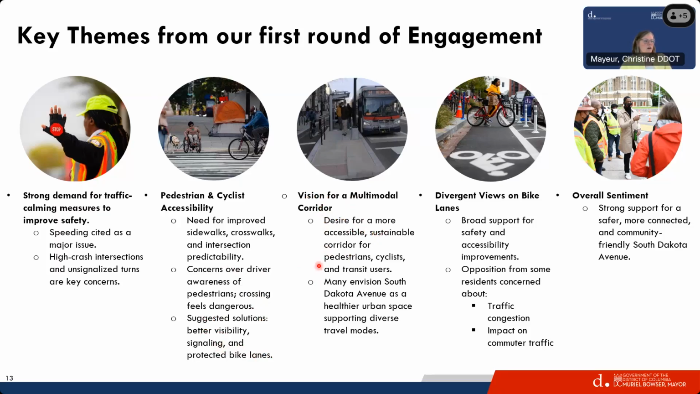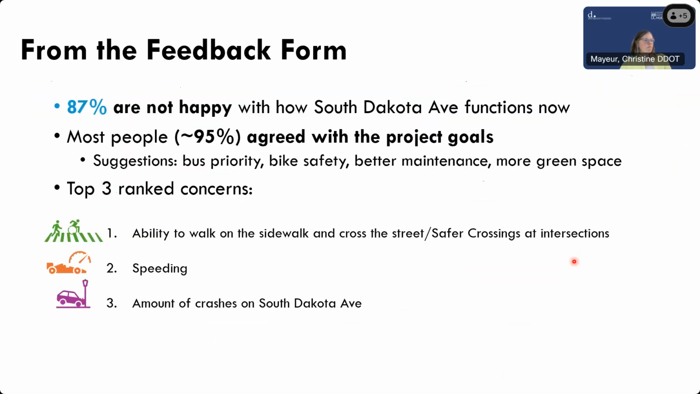Many saw South Dakota as a healthier urban place in the future, or could be, supporting a diverse set of travel modes. There were diverging views on bike lanes. There was support from some and opposition from others. And people who were opposed were concerned about traffic congestion and impacts on commuters. Overall sentiment was a support for a safer, more connected, community-friendly South Dakota Avenue.